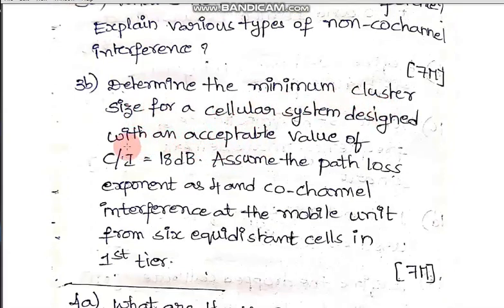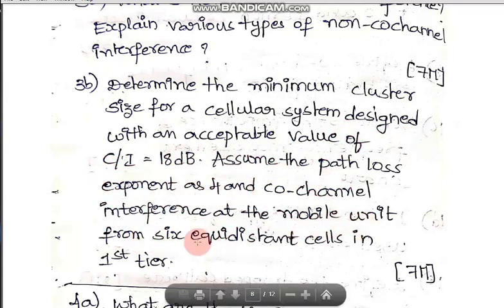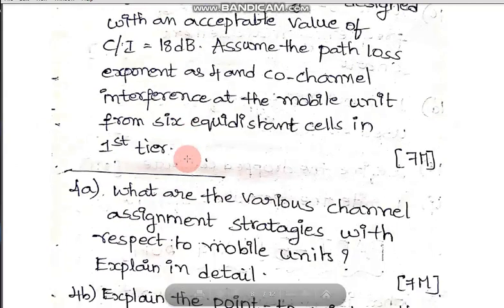Determine the minimum cluster size for a cellular system designed with an acceptable value of C by I equal to 18 decibels. Assume the path loss exponent as 4 and co-channel interference at the mobile unit from 6 equidistant cells in the first tier. So this is a huge problem. Again, we need to solve it for 7 marks.